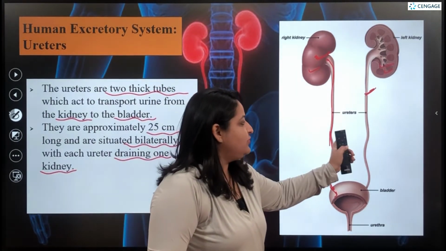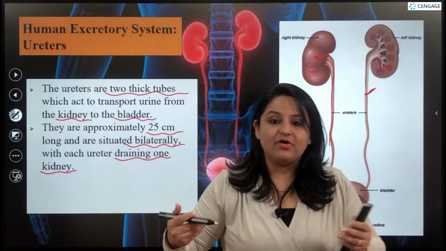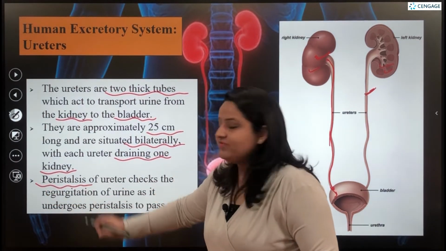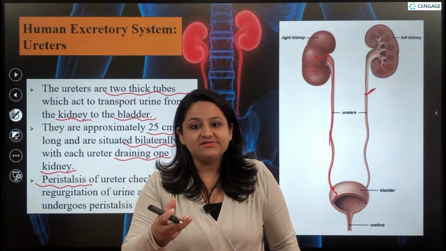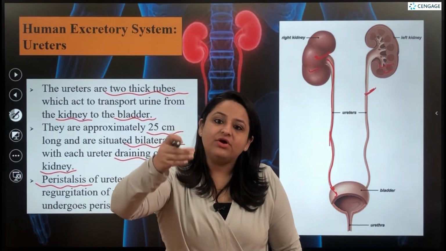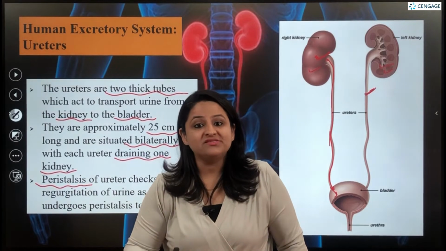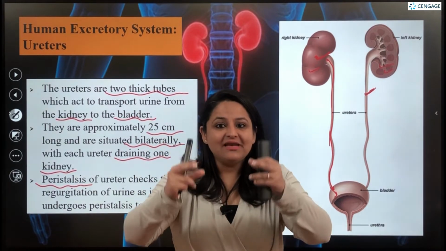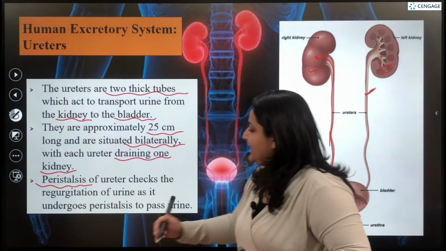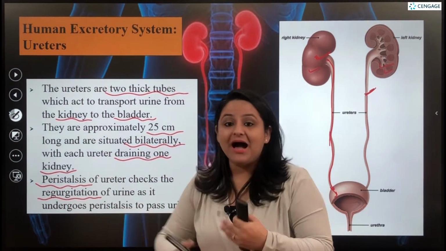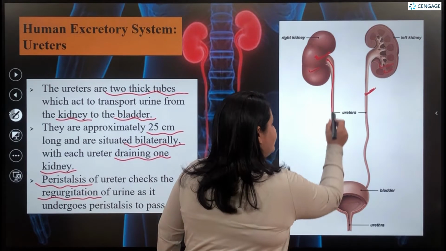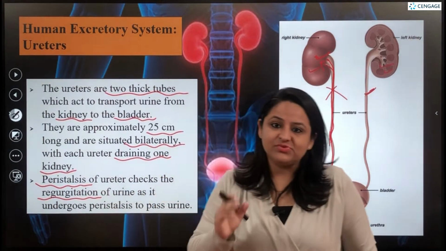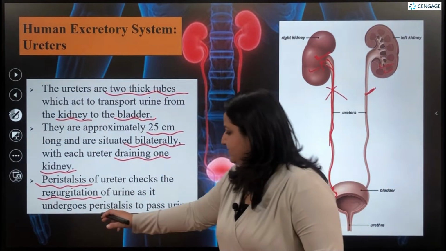So now we have come to know that the function of ureters is to drain the urine from the kidneys to the bladder. And how do they do this? Ureters do this with the help of peristalsis. What is peristalsis? Alternate contraction and relaxation of the muscles of the ureters, which drain the urine from the kidney to the bladder. This peristaltic movement also checks any regurgitation of the urine, that is the backflow of urine into the kidneys.